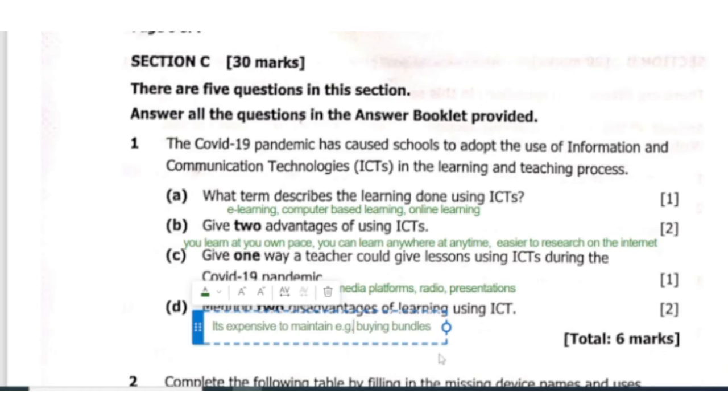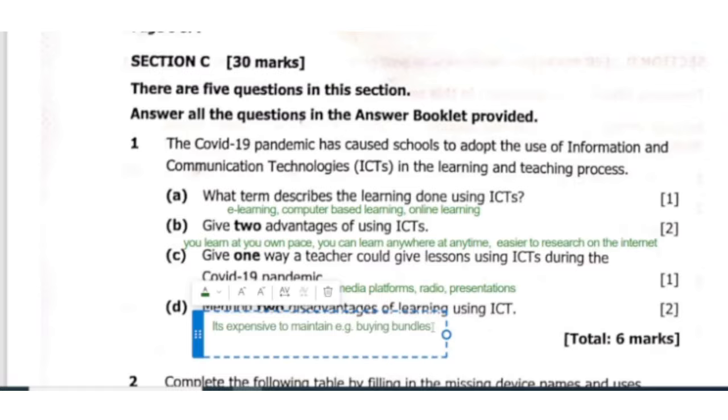Even if you have enough money, this kind of learning will take the money that could be used for different things and use it for buying bundles in order to access or deliver a lesson.